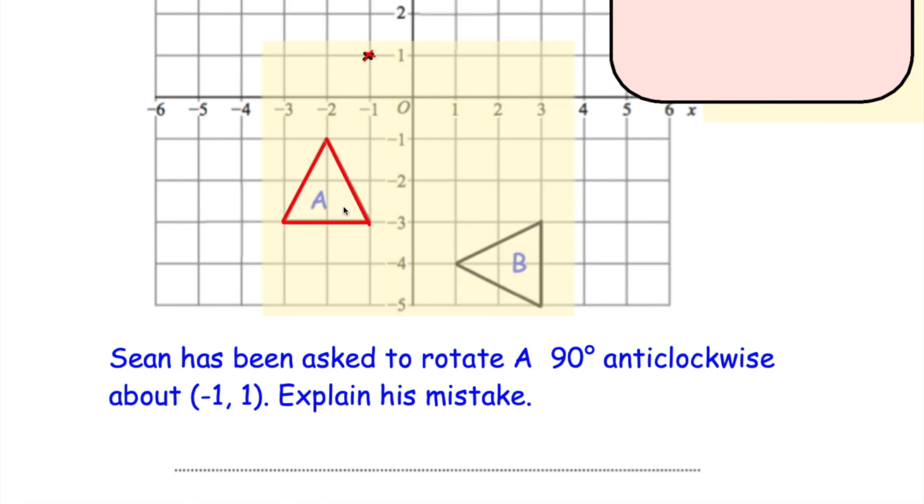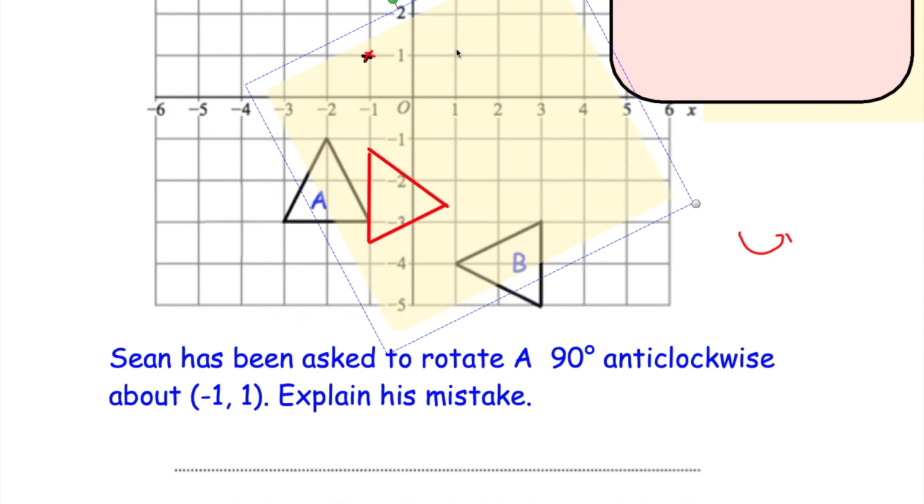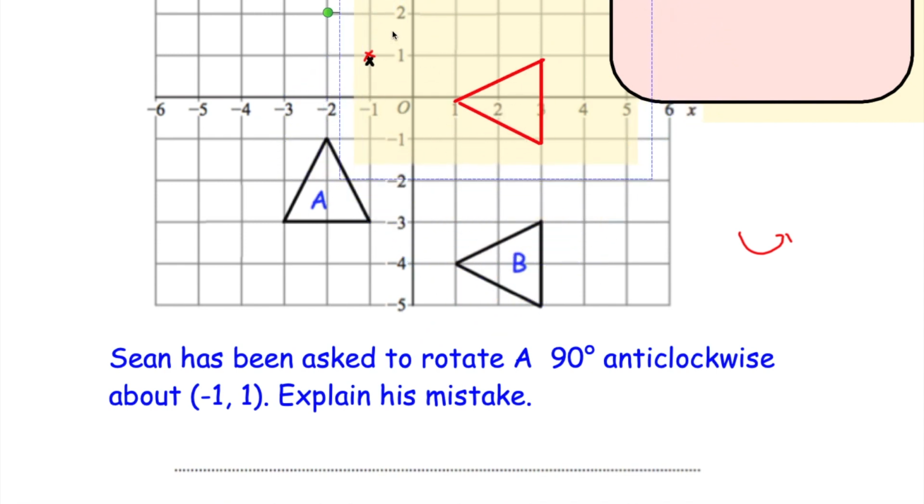Now he's been asked to rotate A 90 degrees anti-clockwise, so we're going anti-clockwise here, so we're going this way. So it looks like it's going in the right direction, and it looks like it's a 90-degree rotation, so let's have a look and see. So we'll put our pencil over the center of rotation, hold the tracing paper in place, and rotate the tracing paper 90 degrees anti-clockwise, so it would look something like this. So as you can see, if he rotated A 90 degrees anti-clockwise, it would actually land up here somewhere.